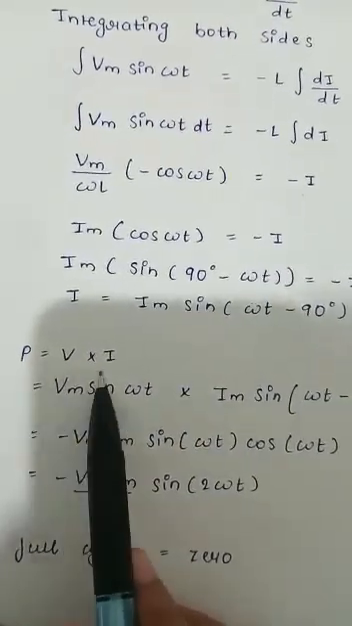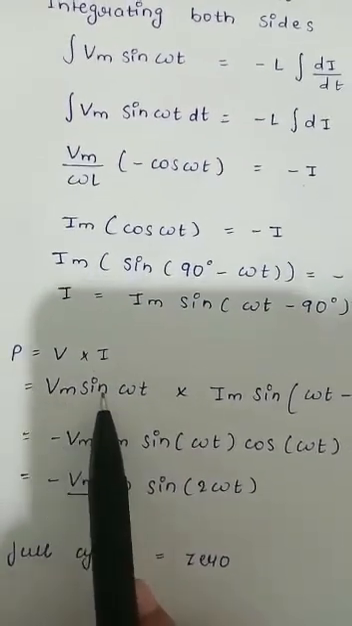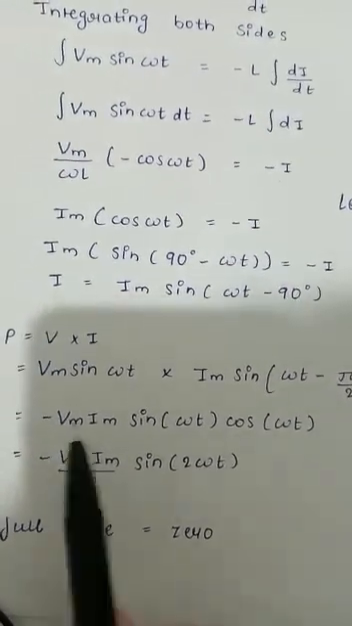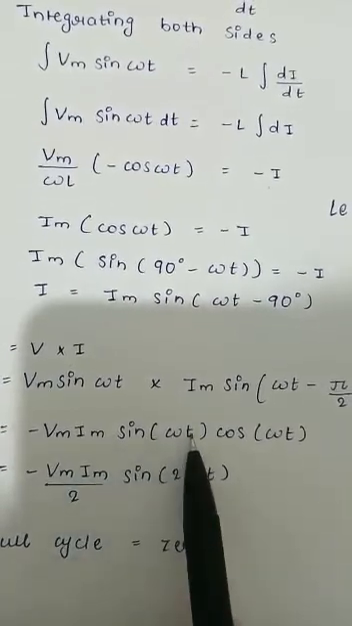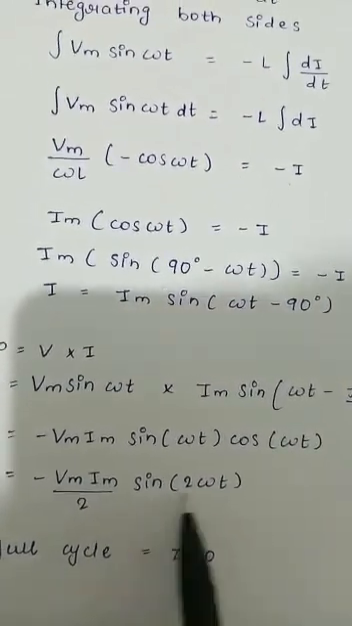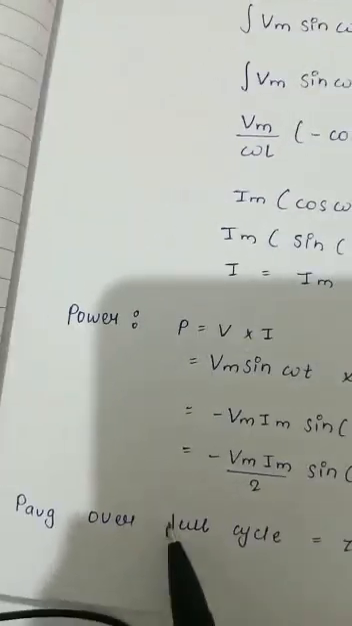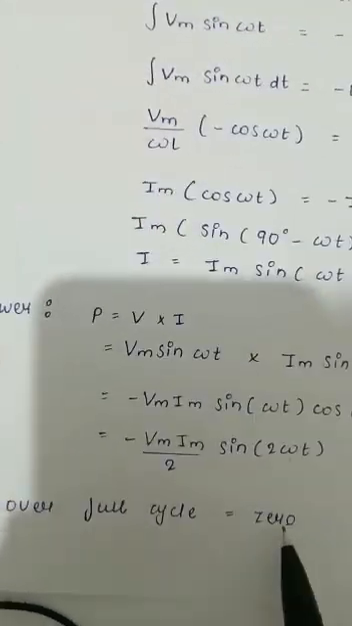Now power is equal to instantaneous voltage into instantaneous current. So Vm sin omega t into Im sin of omega t minus pi by 2, that is 90 degree, that we got from here, and minus Vm Im sin omega t into cos omega t, we get Vm Im by 2 sin 2 omega t. Now for P average, we need to integrate this equation over a full cycle, and by integrating over a full cycle, we get 0.